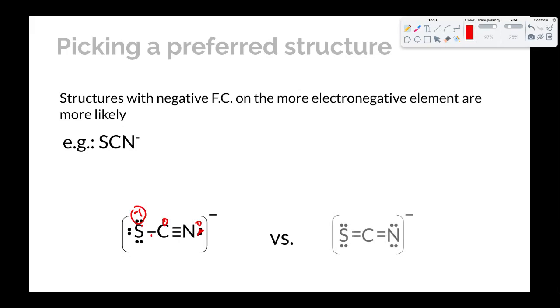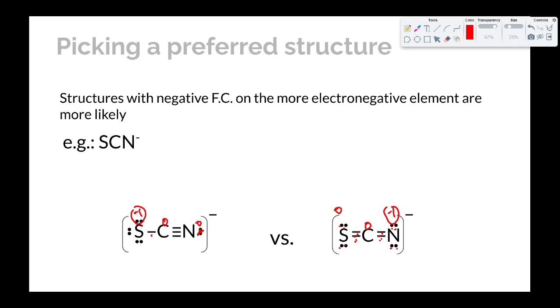Another way you could draw it would be like what we have here on the right. Let's do our formal charges. For nitrogen, starting from 5 and counting down, 4, 3, 2, 1, 0, negative 1. Carbon, starting from 4 and counting down, 3, 2, 1, 0. Same formal charges in the other structure. For sulfur, starting from 6, 5, 4, 3, 2, 1, 0. So the sulfur has a formal charge of 0.